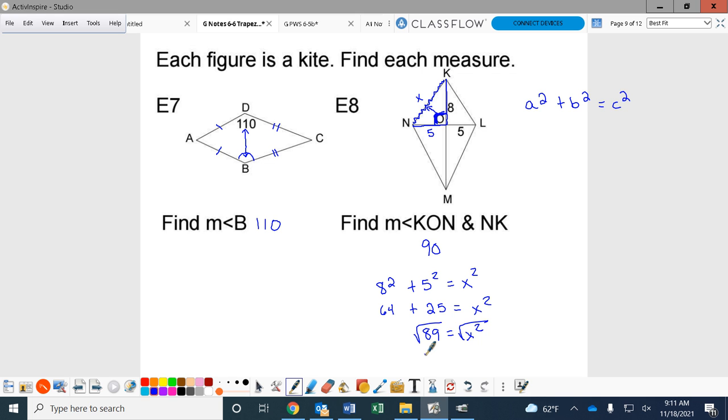89, hit the square root button. 9.4. What's after that, just so I know? 3. Okay, so just stop at 8. Oh, wait. 9.4 with a 3 after it? 9.43. Okay, perfect. So a 3 would mean that it stays the same. You don't round it up. That's exactly what you'd need.